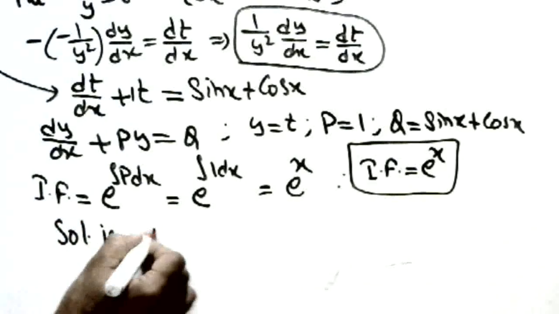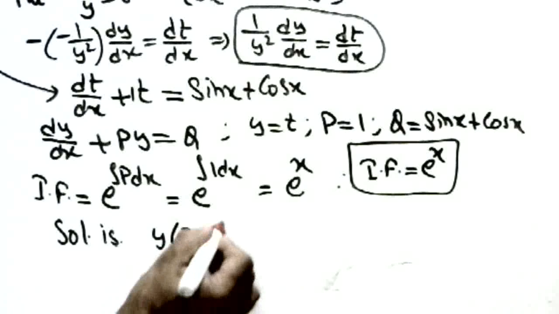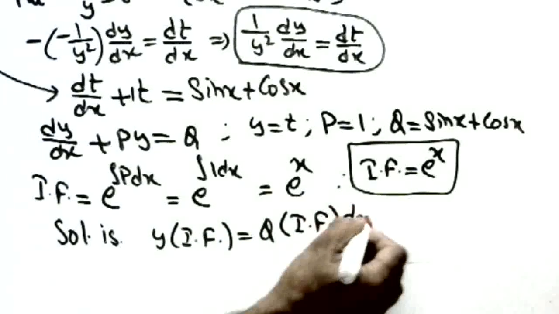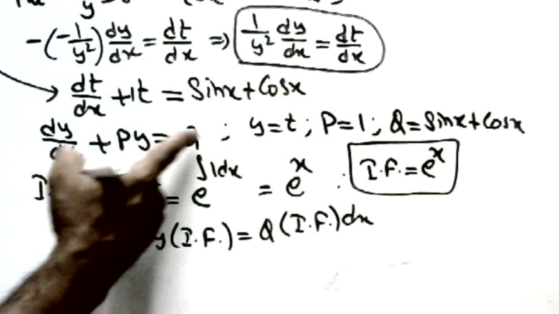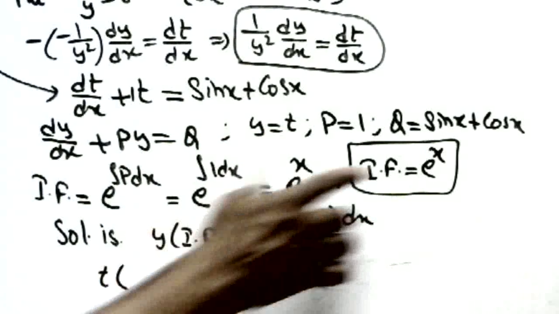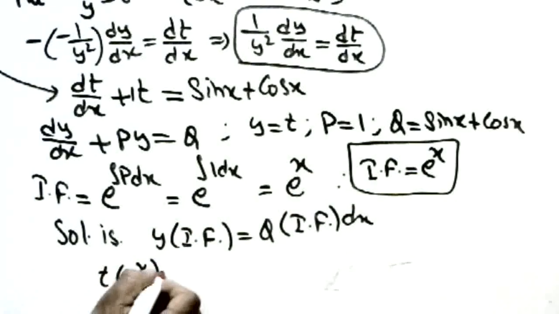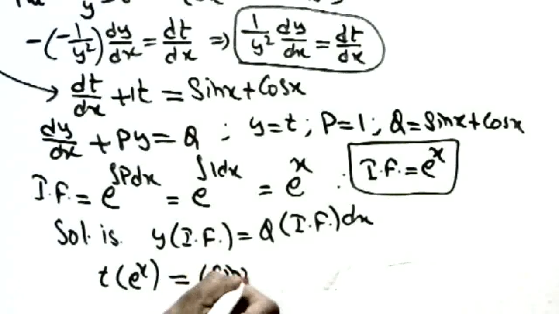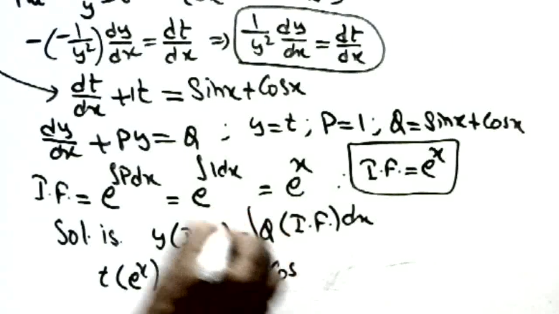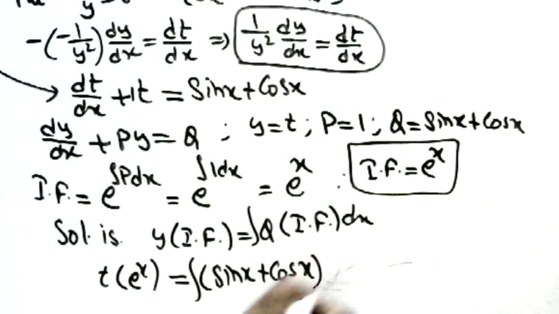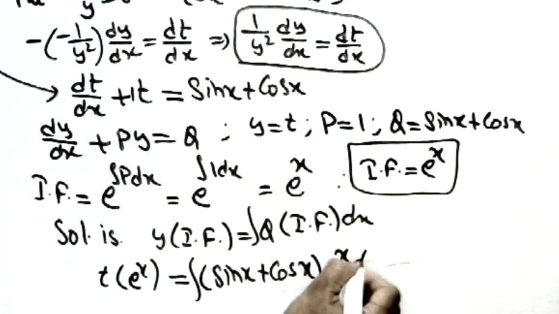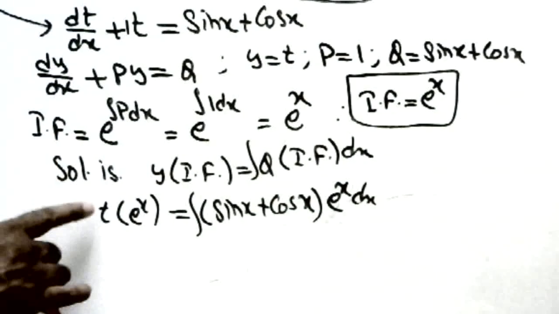Now, the next step is the solution. Solution is y into integral factor equals to integration of q into integral factor dx. Now, in place of y, we are having t. So write t into integral factor, we got e power x, equals to integration of q into integral factor. The value of q is sin x plus cos x, so integration of sin x plus cos x into e power x dx. Let me separate these two, we'll use the formulas.